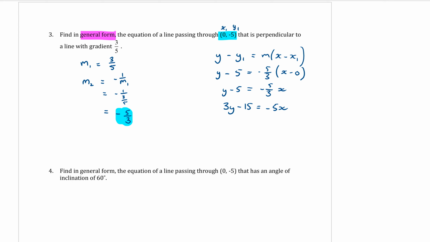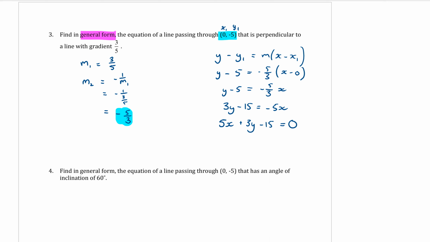Then, because I want the x term to be positive, I'm going to move that whole term across to the left-hand side to become a positive 5x with the plus 3y and the plus 15 that was already there. And that is now in general form.